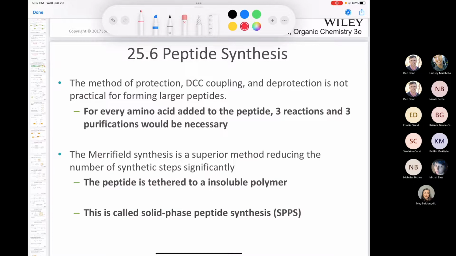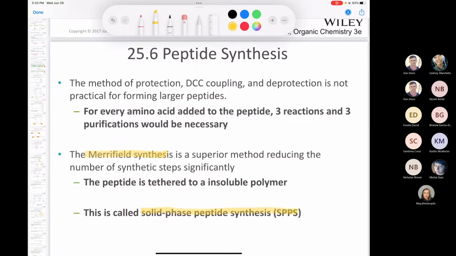So there is a way that we can synthesize a longer peptide and get very high yields. It's called the Merrifield synthesis. And the way that we do it is we tether or join the peptide that we're synthesizing to something that's insoluble. Okay, it's an insoluble polymer, and it's designed in such a way that you can actually attach the peptide chain to it, and then you can knock it off in the last step. And that's what we call solid phase synthesis.